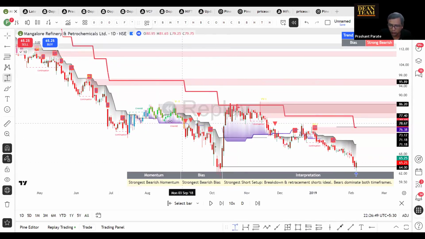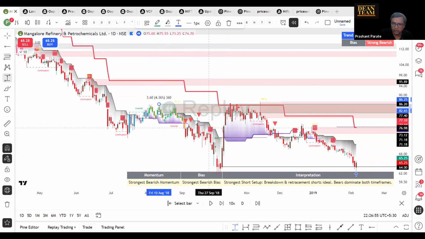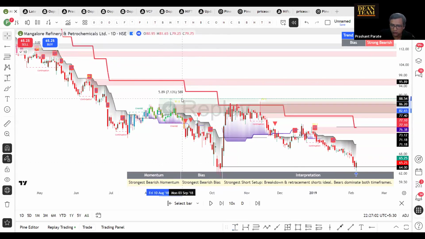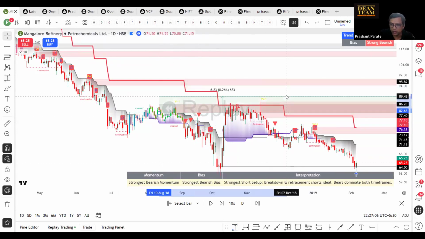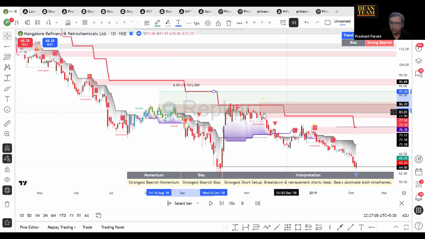Let me count the points. From here to here, it is around 3.6. So 4.36%. And instead of 4.36%, it may go up to 6-7% also and hit our stop loss, right? Sometimes it may go up to 8% also. What will happen? At the most, instead of losing 4%, we will lose 8%.